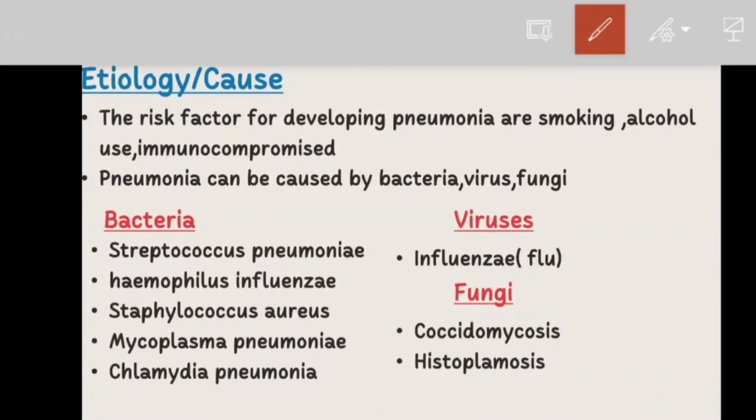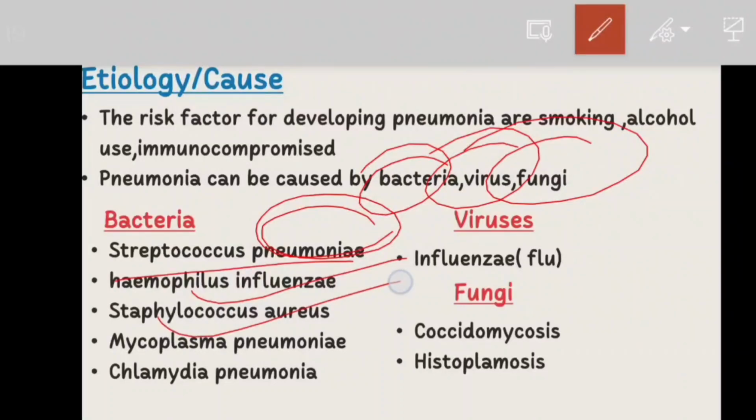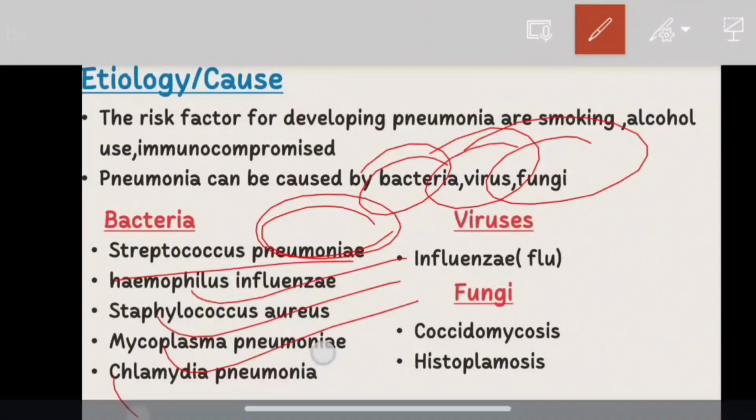Okay, now let's discuss what causes pneumonia. Students, whenever we study infection, always ask yourself one question: which organism is responsible? Pneumonia is caused by bacteria, viruses and fungi. The most common bacterial cause is Streptococcus pneumoniae. This is the most important organism for the exam, and the other bacteria include Haemophilus influenzae, Staphylococcus aureus, Mycoplasma pneumoniae and Chlamydia pneumoniae.